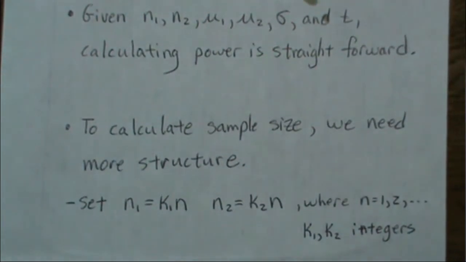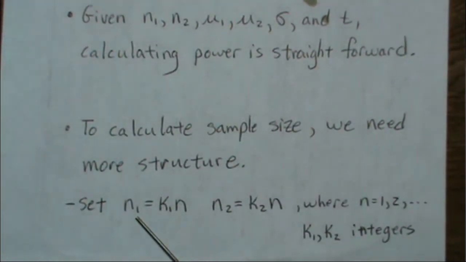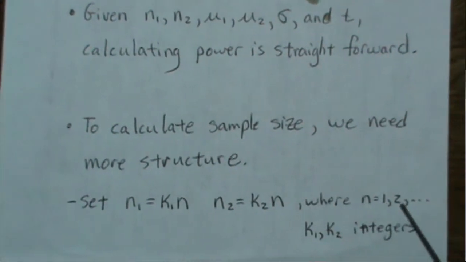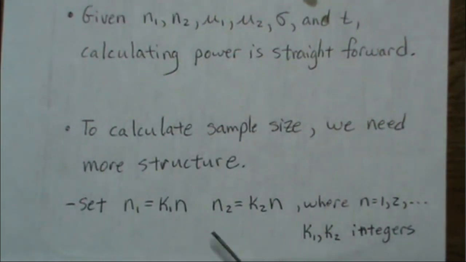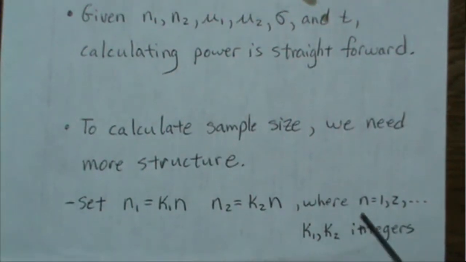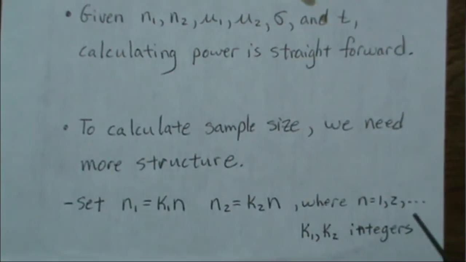We're going to let the sample size for population 1 be K1 times N, and the sample size for population 2 be K2 times N, where N goes from 1, 2, 3, etc., and the K's are integers. Now, let's set this to be K1 is 1 and K2 is 3. So it's a 1-to-3 randomization ratio. And then we're going to increase the sample size in N like this.